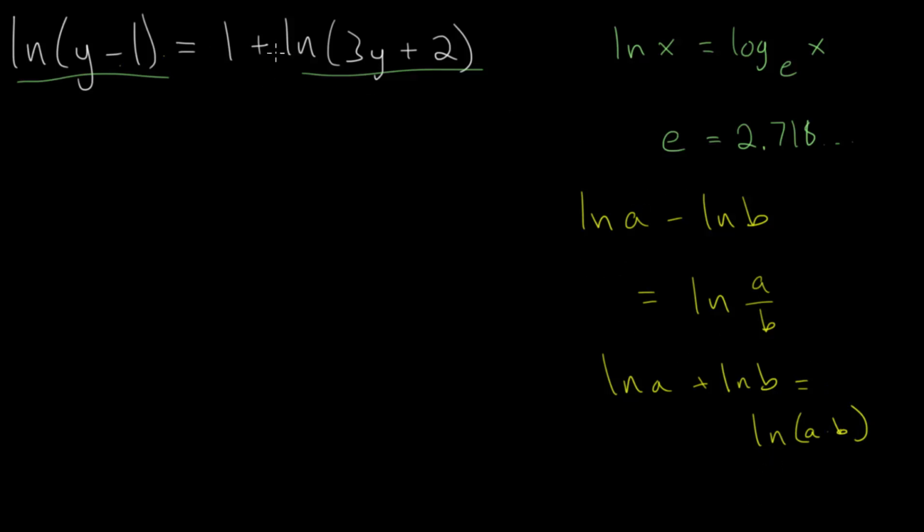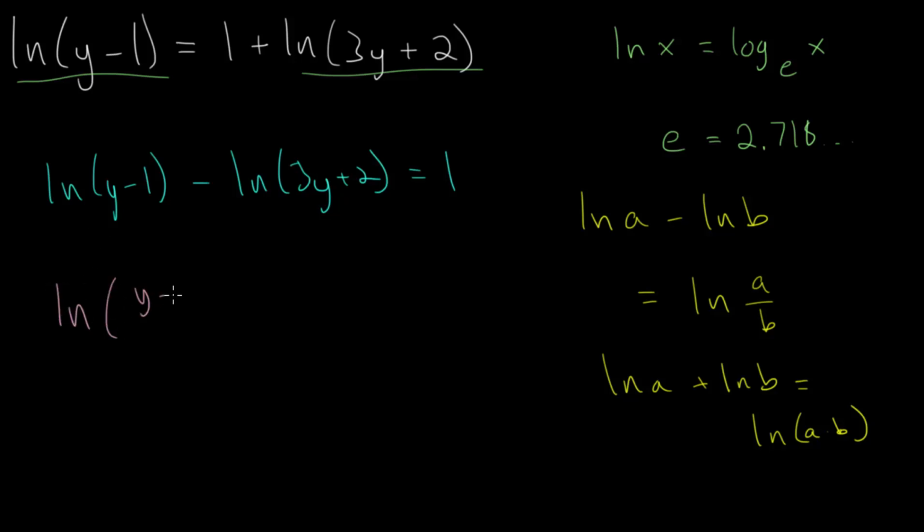So we can use this property here if we subtract, let's say, this natural log of 3y plus 2 on each side of the equation, so that we get the natural log of y minus 1 minus the natural log of 3y plus 2. This is all equal to 1. And now we can use this property here since they have the same base, so we can rewrite this as a quotient. We have the natural log of y minus 1 in the numerator and 3y plus 2 in the denominator. For this property, this is essentially a, this is b, so a goes in the numerator and b in the denominator. And all of this is equal to 1.